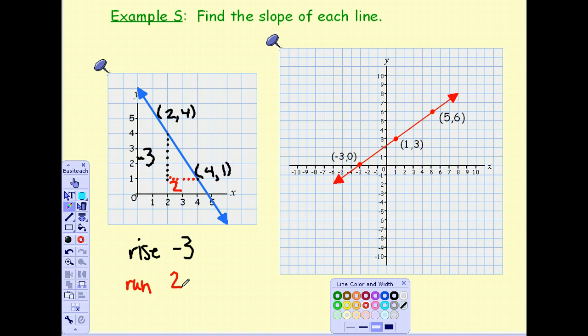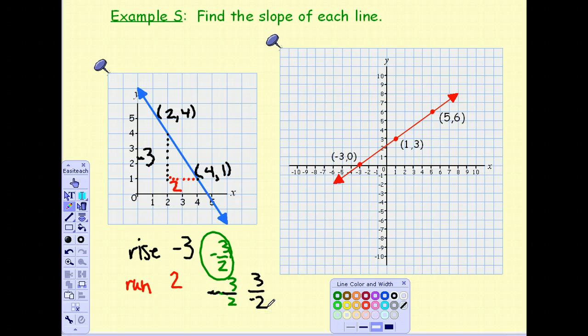Okay, and then slope, we just write it as a fraction. So we write negative 3 over 2. That's our slope. You can put the negative either place. You can either say negative 3 over 2, you could put the negative out front of the fraction, negative fraction bar, or you could put the negative in the denominator. It could be 3 over negative 2. All of these slopes mean the same thing.